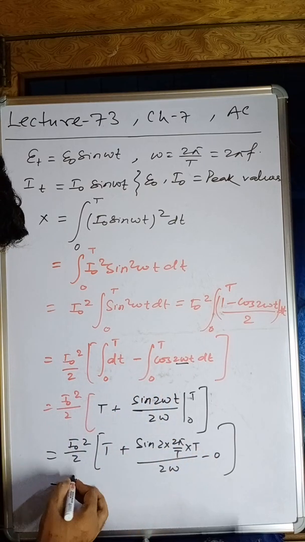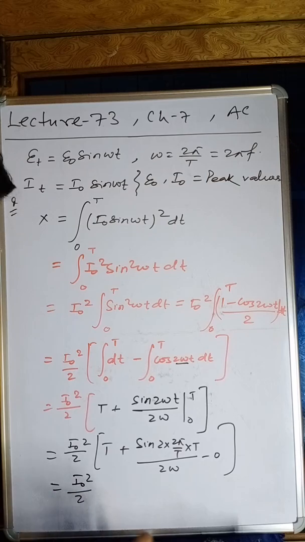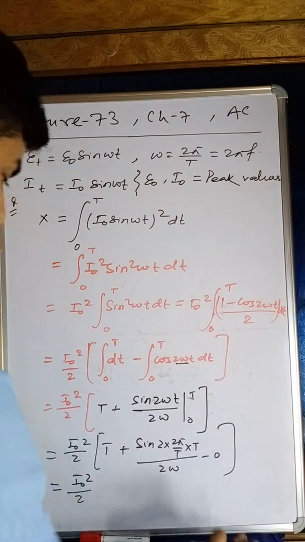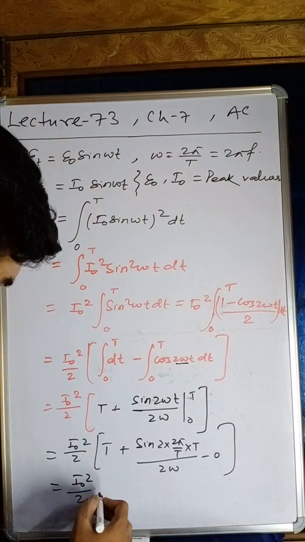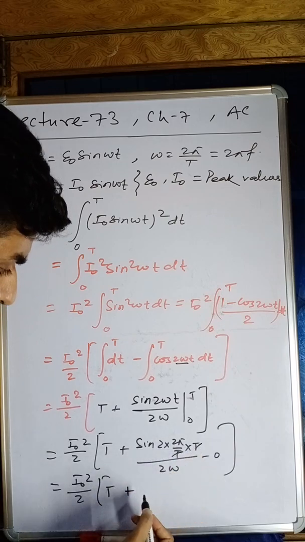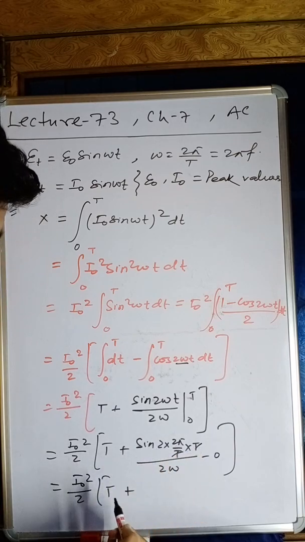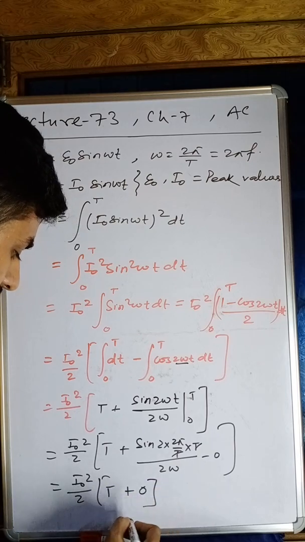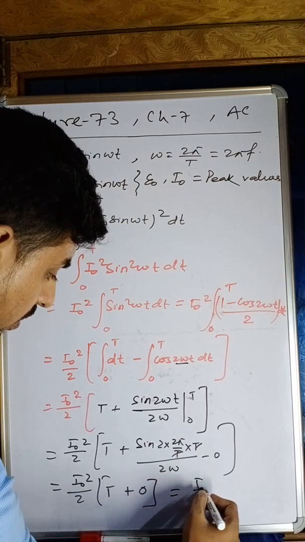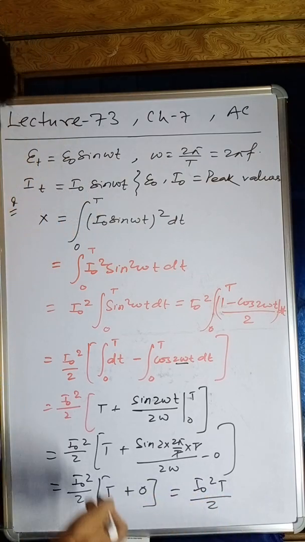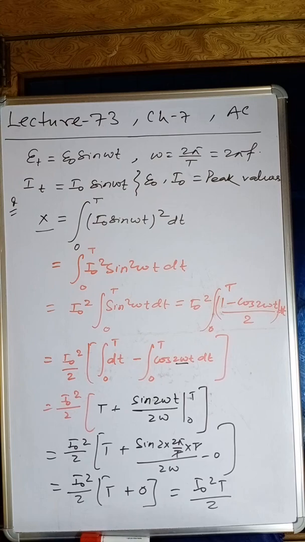My dear student, you can see it is I naught square by 2, here I naught square by 2 t. Here the t will be cancelled out, so you will have here the 4t and sine n pi. We know that sine n pi is 0. So this entire value will be 0, and we are left with I naught square t over 2. Alright, so this is the answer of this value x.